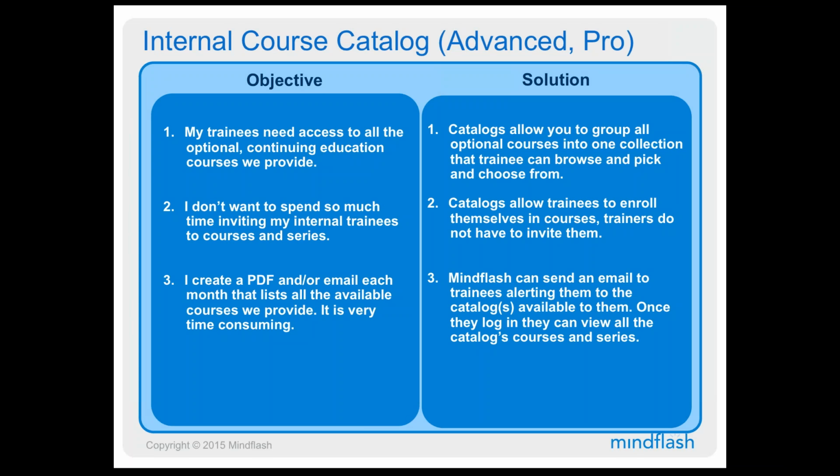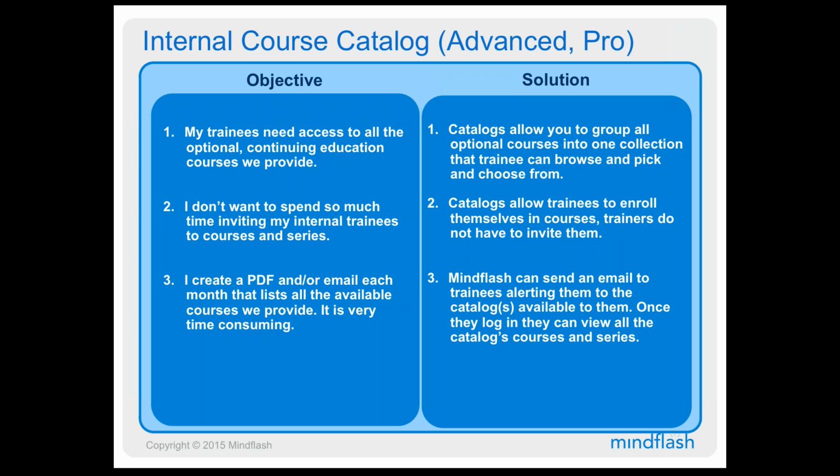So we've heard from lots of different programs that they provide a learning library of optional courses for their trainees to take on an as-needed basis, and they don't want to invite trainees to these courses because they aren't mandatory, and often trainees will not take all of the courses. They also update this list on a regular basis, whether that's adding new courses or taking out-of-date courses out. The enhancement to catalogs that we're going to look at will allow trainers to create catalogs that contain all of the optional courses available to trainees. Instead of inviting trainees to these courses or series, the trainer can now decide which trainees have access to the catalog via the trainee's dashboard.